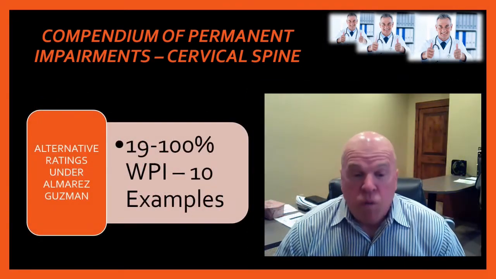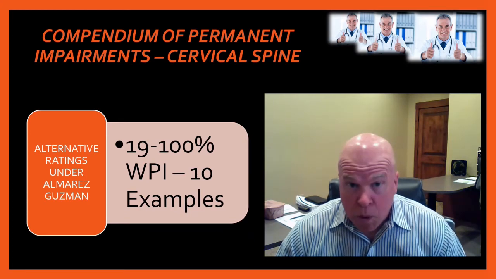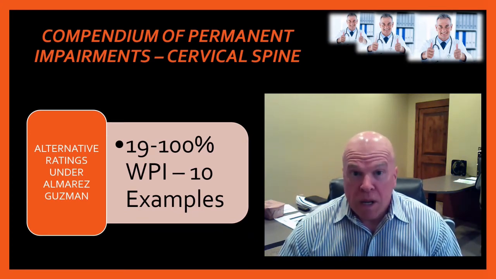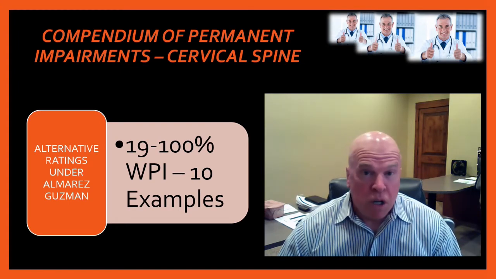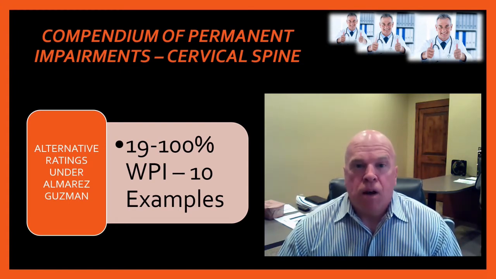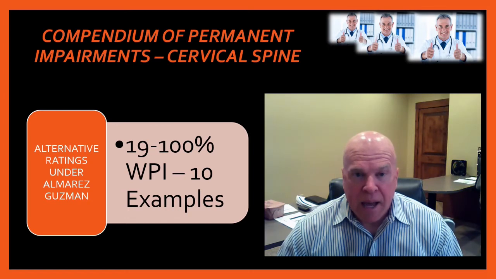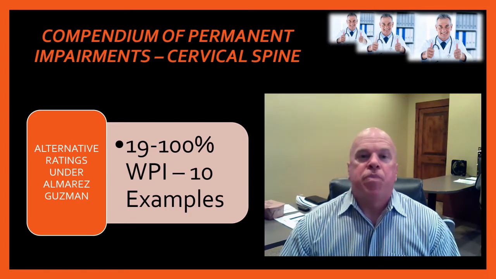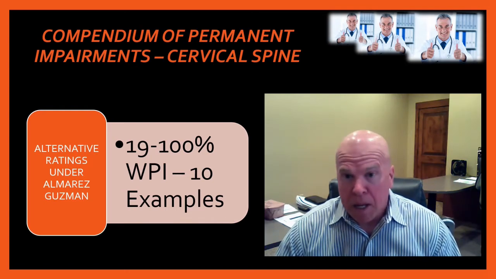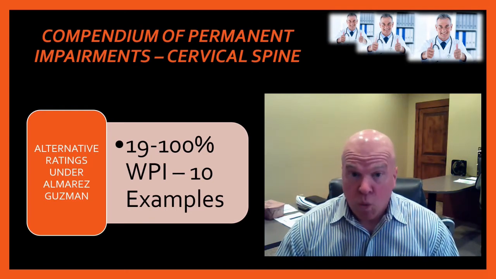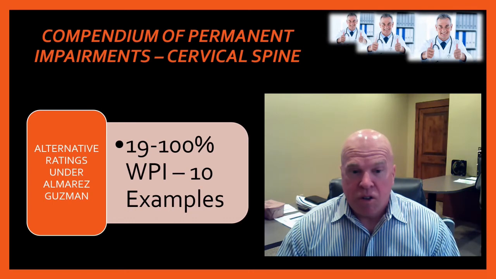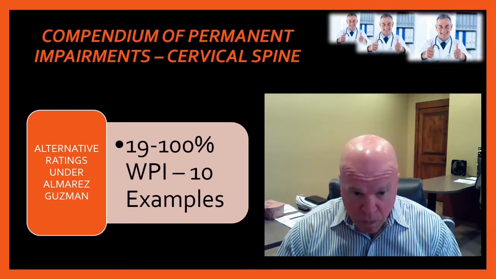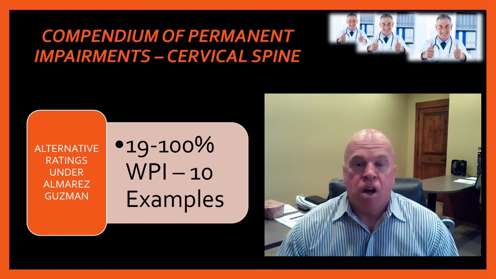And then finally, we provide for you 10 examples of permanent impairment ratings provided for under Alvarez-Guzman. In other words, these are alternative impairment ratings found within the 4 corners of the AMA guides that are determined to be the most accurate description of the examinee's permanent impairment rating. And this is unbelievable. This is something you will not find anywhere. There is no such product like this on the market.